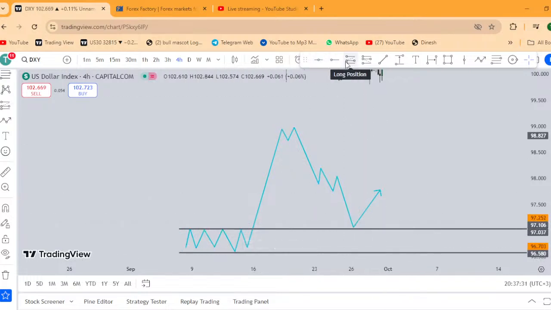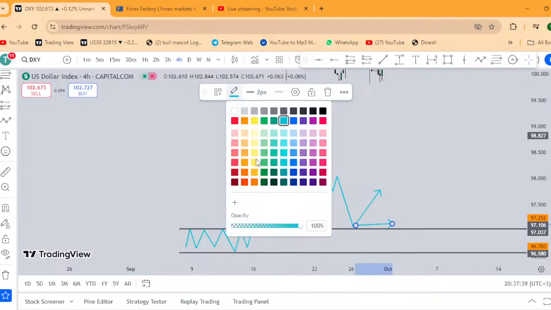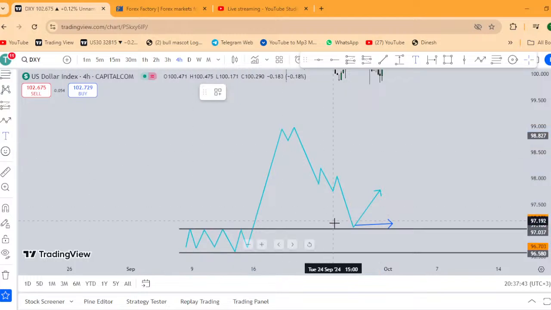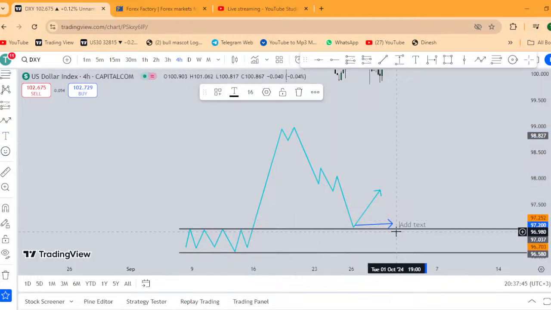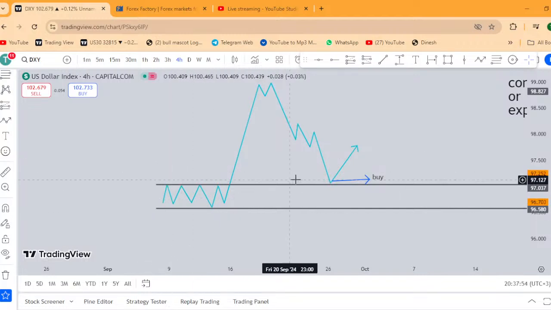You bought from this area here. This is where you bought from. So your buys came here. After buying from this level, remember there was already a battle, meaning sellers failed to break through this.